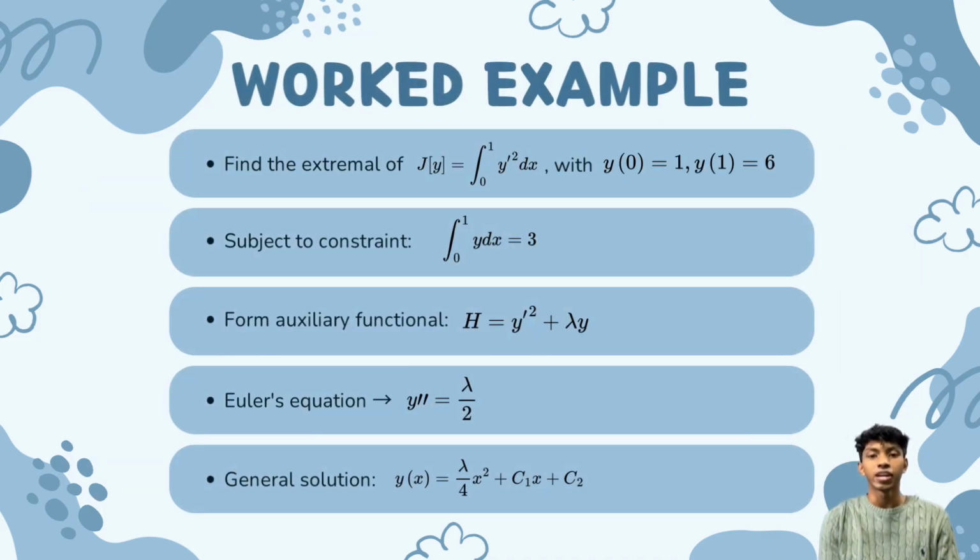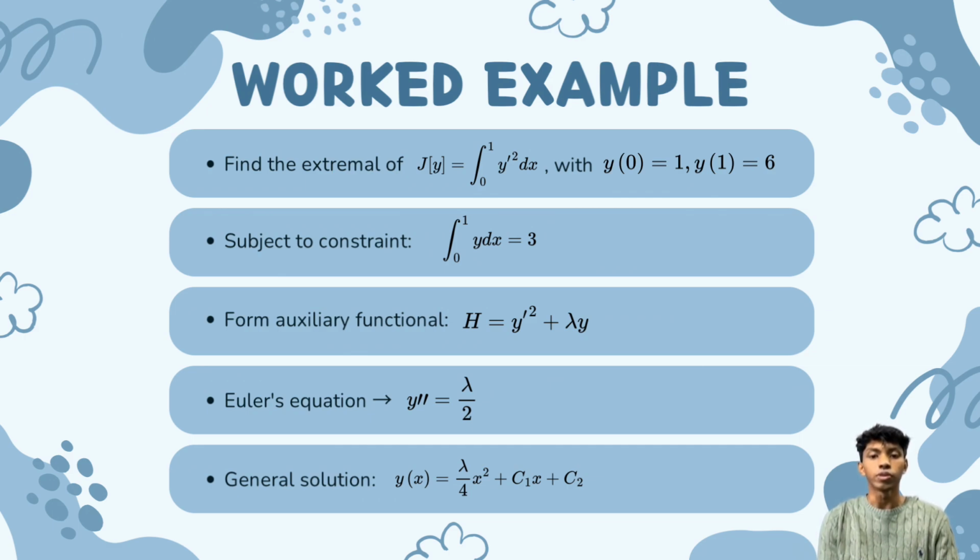For my part, I worked through an isoperimetric problem, one of the constrained variational problems from chapter 7. The goal is to minimize J, the integral of y prime squared from 0 to 1, with fixed endpoints y0 equal 1 and y1 equal 6. But there is an extra condition. The integral of y itself from 0 to 1 has to equal exactly 3.